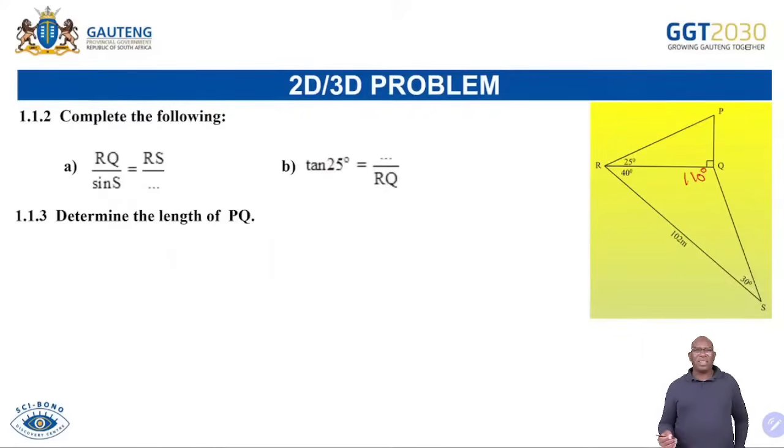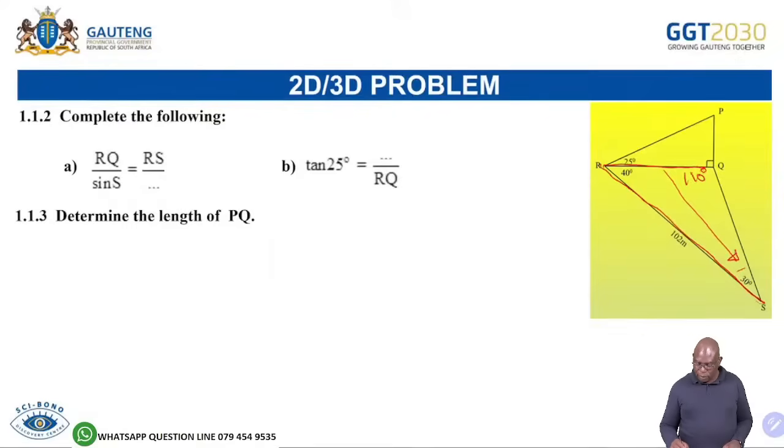In the next sketch, I know this is 110 degrees. Now look at these questions, quite very easy questions. This is asking you RQ over sine S, it's equal to RS over sine that, sine 110. So it will be over sine of RQS. That's all that they're asking you, 1 mark.